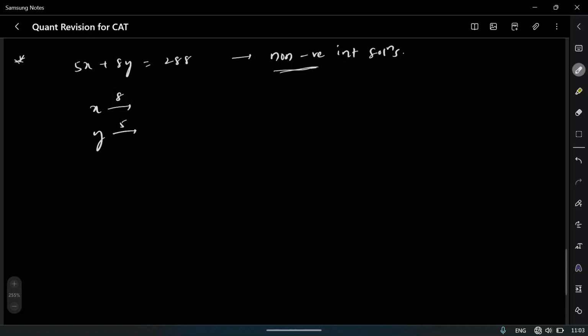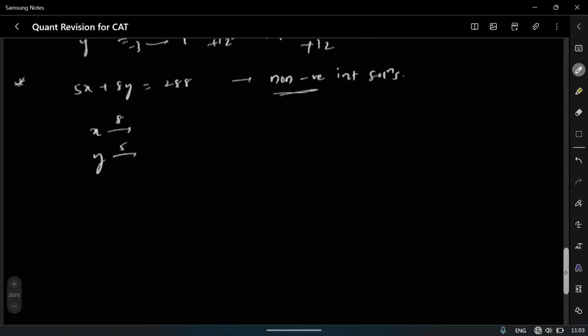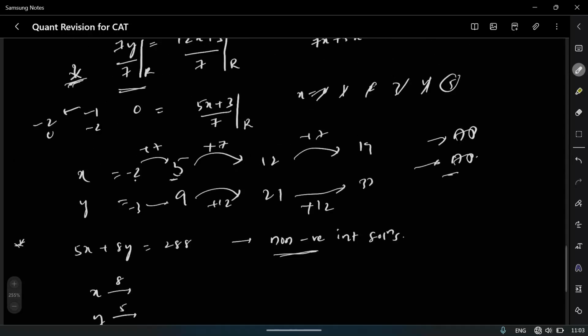x increases by y's coefficient, y increases by x's coefficient. So here the common difference between two terms of the solution of x is 8, and the common difference between any two values of y is 5. Here if you see, the common difference between minus 2 and 5 is 7, 5 and 12 is 7, which is y's coefficient. And here the common difference between 9 and 21 is 12, which is x's coefficient.